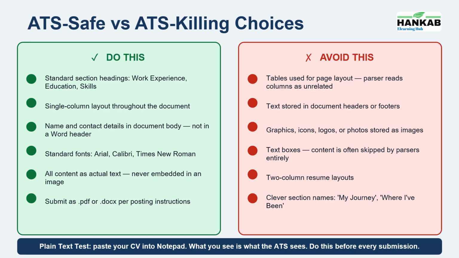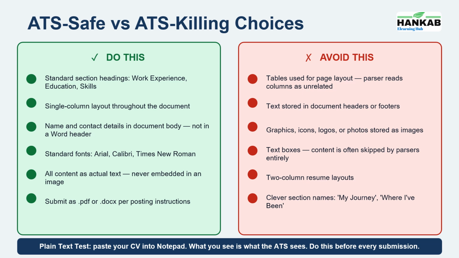On the right, what to avoid. Tables used for page layout. Text boxes, graphics and icons stored as images. 2-column layouts. These elements are visually appealing but structurally hostile to parsers. And here is the single most useful practical check you can do before submitting any application.